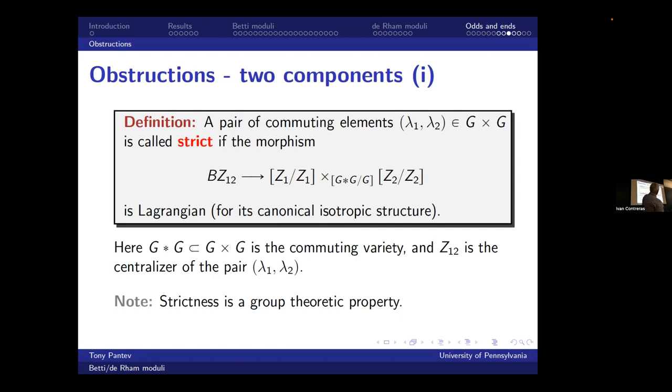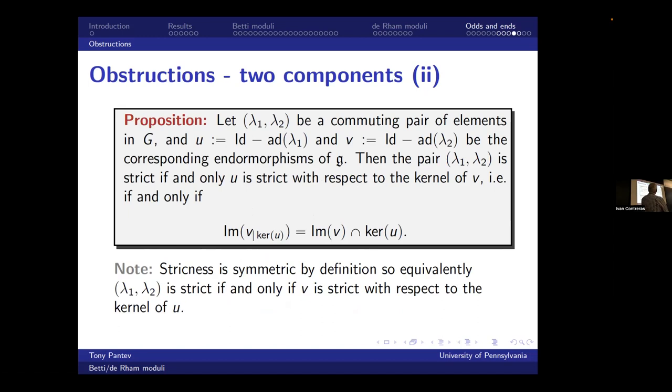So remember, Z1 mod Z1 is Lagrangian in the commuting elements. Z2 mod Z2 is Lagrangian in the commuting elements. So this intersection is symplectic, and you want this map to be Lagrangian for that symplectic structure. And I've written it in algebraic geometric terms, but it's really a condition on two elements in the group. So there is a purely algebraic description of what that means. Here is a sufficient and necessary condition for strictness, which is purely algebraic.